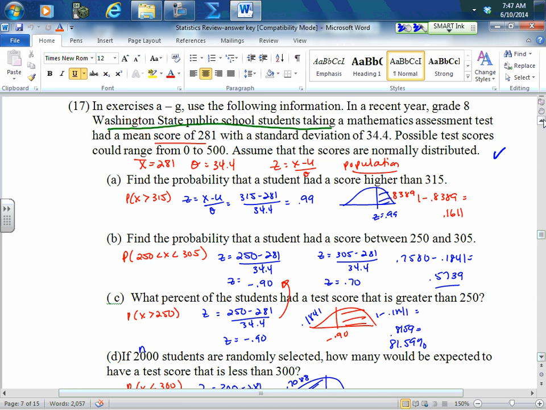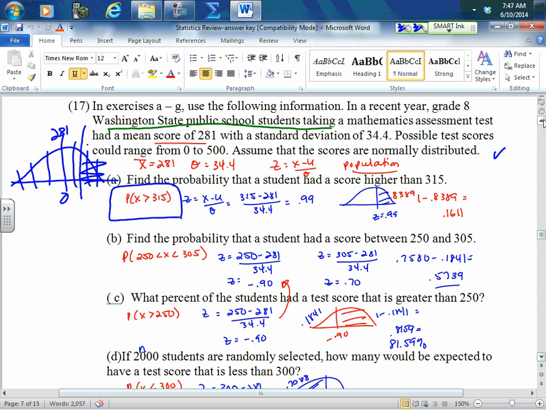Find the probability that a student had a score higher than 315. Set up your probability statement. What is the probability that that x value is greater than 315? Here's your mean, 281. If it helps you, put your standard deviations out here, and add 34.4, add 34 if it helps you. 315 out here, greater than, is that area going to be less than 50 or greater than 50? To this side? Less than 50.